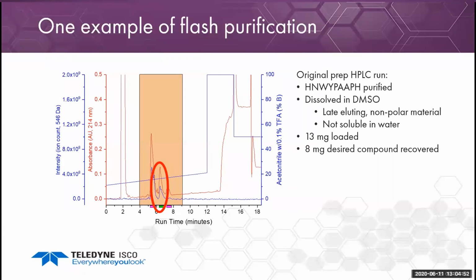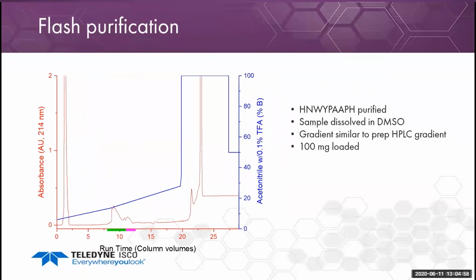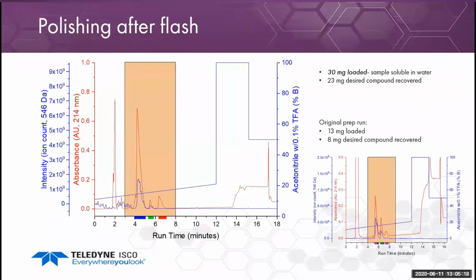The tan section defines a collection time window, so I only collect the fractions that interest me. This is the same peptide as our earlier run. The red circle denotes nonpolar impurities, which are water insoluble. A gradient similar to the prep HPLC run was used. The red box denotes the collected fractions, and there was 40 milligrams of material recovered from those fractions.